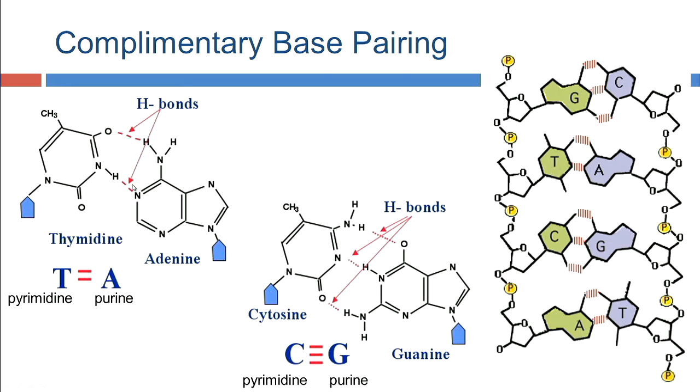So thymine always will complementary base pair through two hydrogen bonds to adenine. Cytosine always bonds to guanine with three hydrogen bonds. Okay, so if you have thymine that goes with guanine or cytosine with adenine, you're going to have a mutation. That doesn't work. Okay, so this is what it looks like in the DNA.